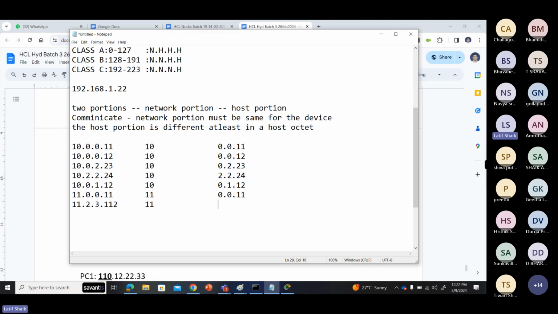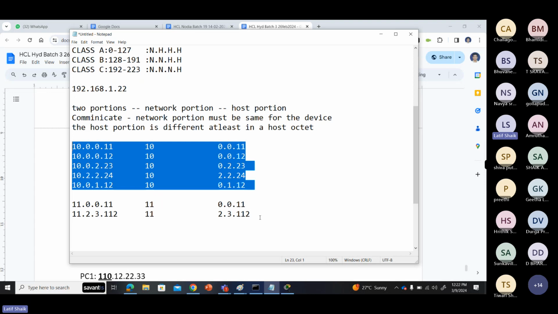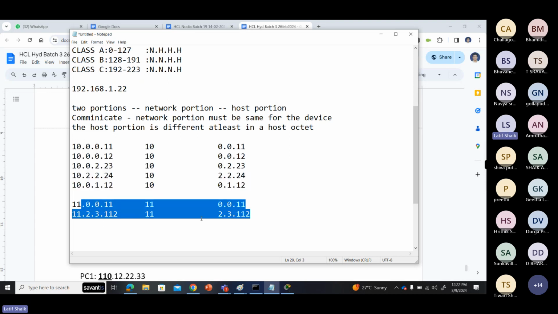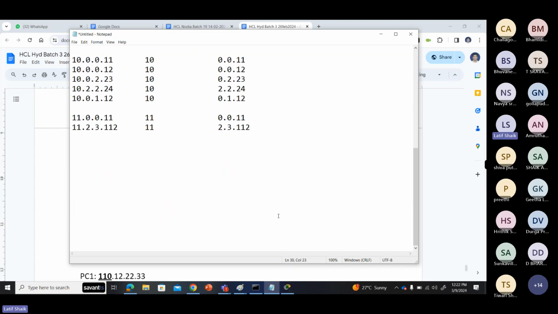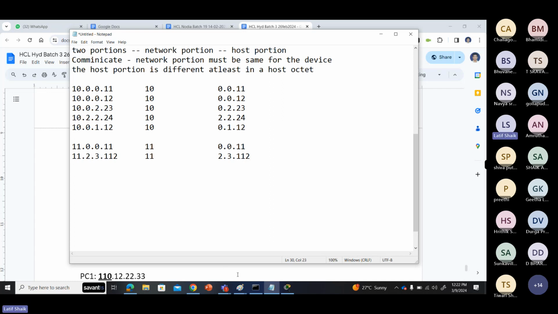So this is our same network and this is a different network. This is a separate network. This is a separate network. Understand network portion and host portion. It goes the same for class B and class C also. I'll show you that one.